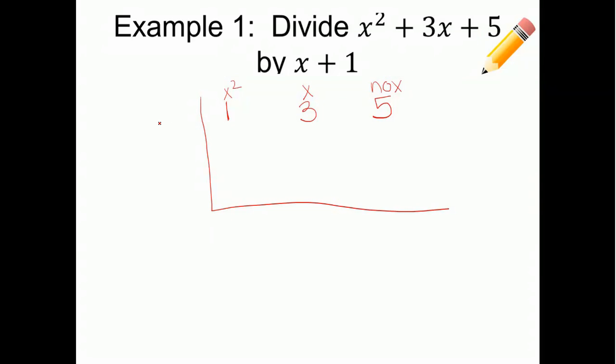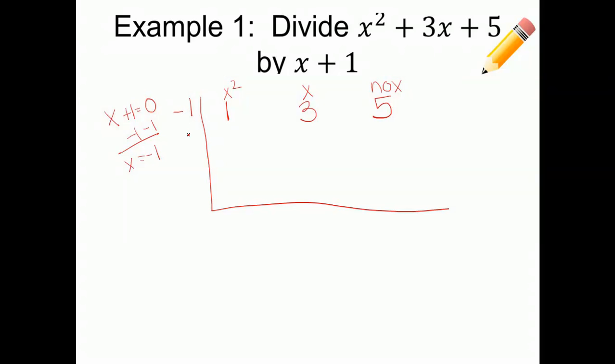Now, what are we going to put out here? It's going to be whatever x plus 1 equals 0 is equal to. So what is x going to be equal to? I'm going to subtract 1, and now I get x is negative 1. So I'm going to put a negative 1 out there.